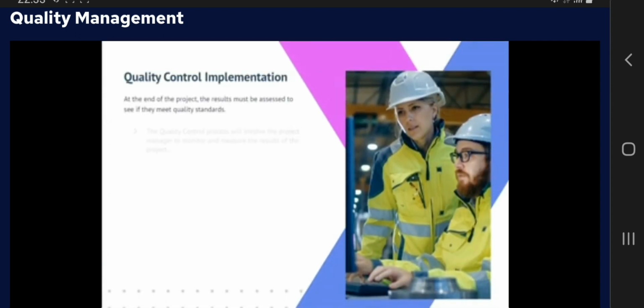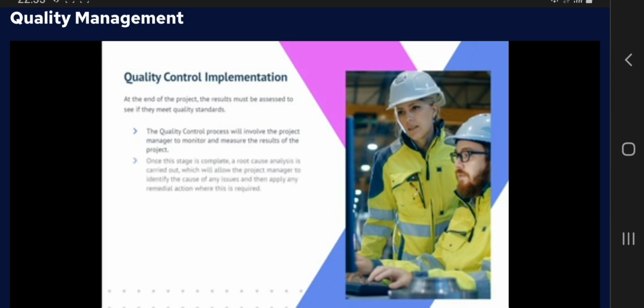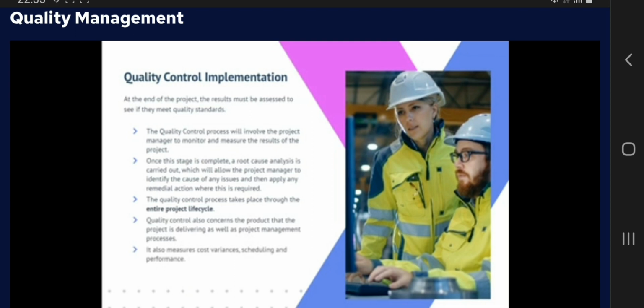Quality control implementation. At the end of the project, the results must be assessed to see if they meet quality standards. The quality control process will involve the project manager to monitor and measure the results of the project. Once this stage is complete, a root cause analysis is carried out, which will allow the project manager to identify the cause of any issues and then apply any remedial action where this is required. The quality control process takes place through the entire project life cycle.